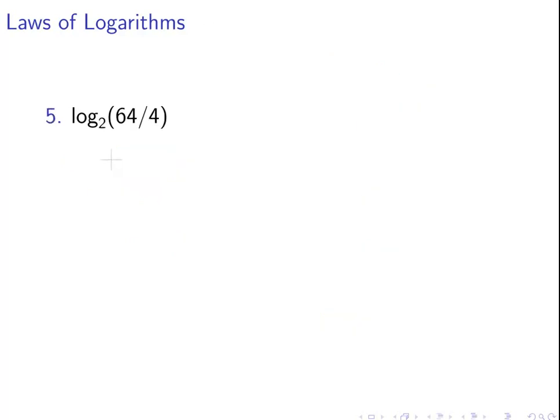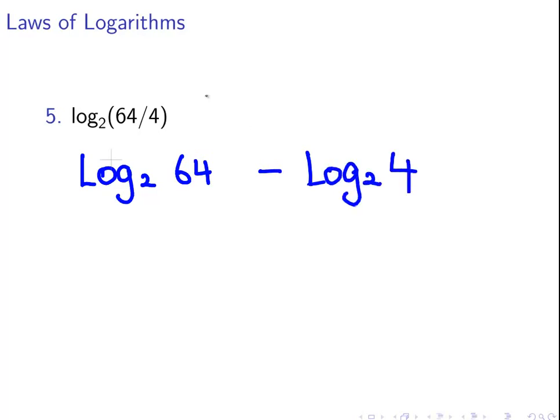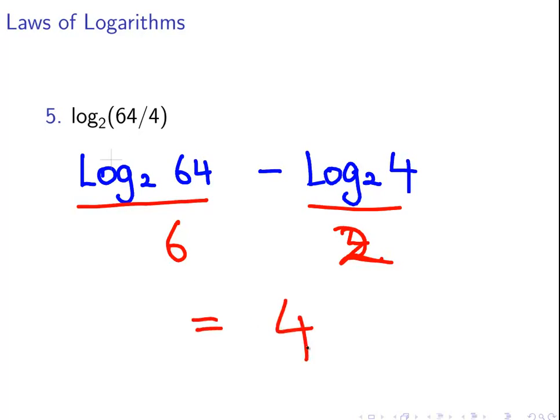Log to the base 2 of 64 divided by 4. Now we're going to write this out using the law of logarithms here. 64 is 2 to the power of 6, so that is 6. Okay, and 4 is 2 squared, so that there is 2. Again, it's using some of the steps I've mentioned earlier. I'm just omitting them now for the sake of brevity. And the answer to that one, therefore, is 4. So that's all 5 of them there, and that ends our presentation.